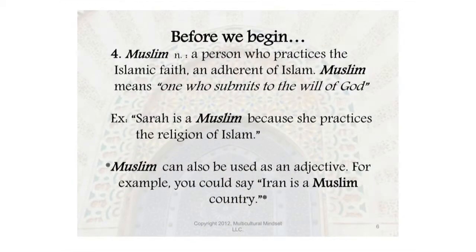Another term I'd like you to become familiar with is the word Muslim, and that can refer to a person who practices the religion of Islam, or it can refer to a country or a style of dress as an adjective. By the way, Muslim means one who submits to the will of God. Arabic is a language that's very heavily based on the roots of words, and Islam means submitting to the will. Putting Muslim into play: Sarah is a Muslim because she practices the religion of Islam. And like I said, you could also use Muslim as an adjective. You might hear something like Iran is a Muslim country, or she's wearing a Muslim style of dress.